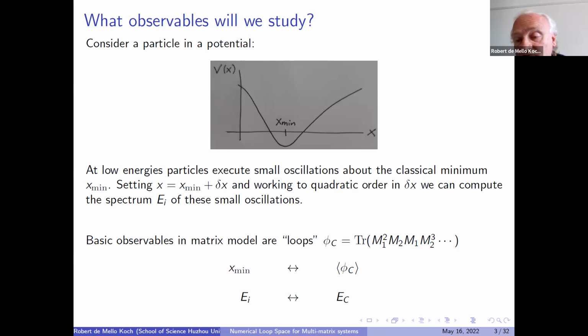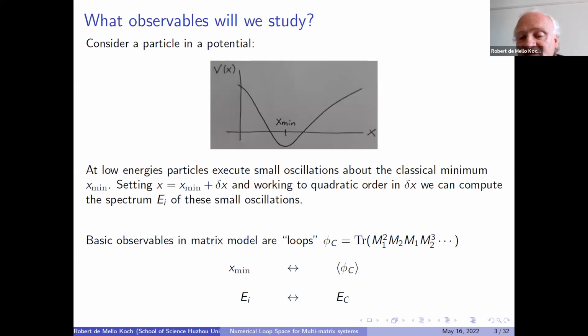In the matrix model, the basic observables, the gauge invariant quantities I want to look at, are single traces of an arbitrary product of M1s and M2s. The analog of x min here, the classical stationary point, would be the expectation value of this loop C. So I'm interested in the expectation value calculated in the planar limit. So you sum only planar diagrams.